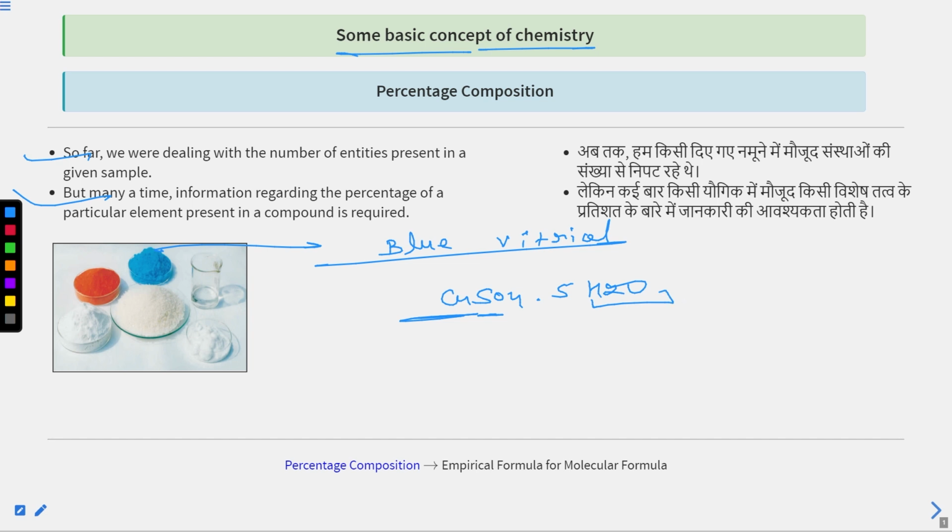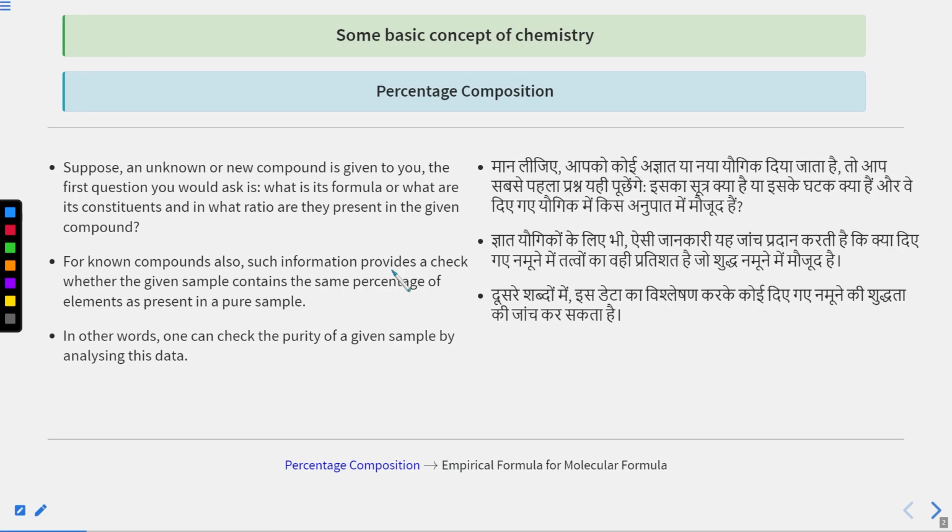What percentage of copper, sulfur, oxygen, and water molecule is there in this particular molecule? Suppose an unknown or new compound is given to you. The first question you would ask is what is its formula, what are the constituent elements, what different types of elements are there, and in what ratio are they present in the given compound? For known compounds also, such information provides a check whether the given sample contains the same percentage of elements as present in a pure sample or not.